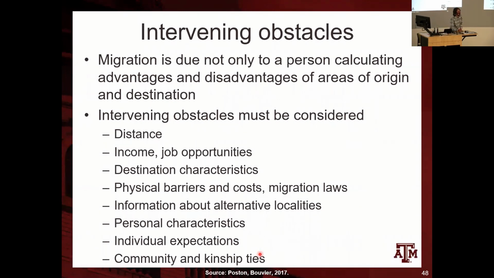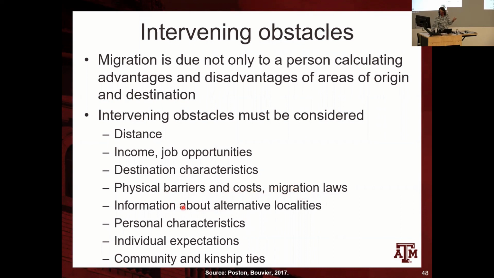What are other factors that make people more likely or less likely to migrate? Migration is not only due to individual decisions of people calculating advantages and disadvantages of areas of origin and destination. Intervening obstacles also should be taken into account when social scientists are trying to explain why human migration is happening between two different areas. Distance, job opportunities, levels of earnings. What are the characteristics of areas of destination? Are there physical barriers or costs, coyotes, for example? Air ticket, bus ticket. What are the migration laws between two countries? All these are barriers that make me less likely to migrate from one place to the other.